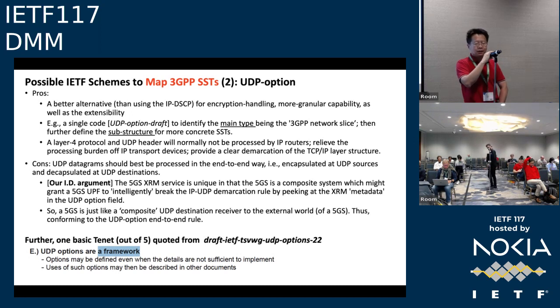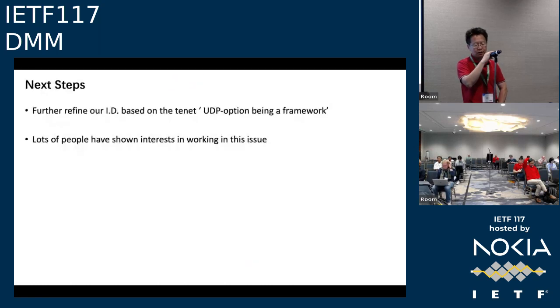But there is one big challenge regarding UDP: it has to be end-to-end. It is encapped at the UDP source and decapped at the UDP destination. Here you are going to do something at the UPF, so it may break the IP layer demarcation.